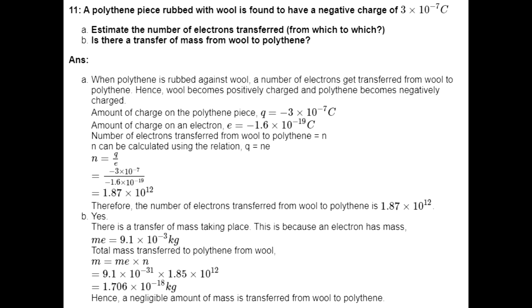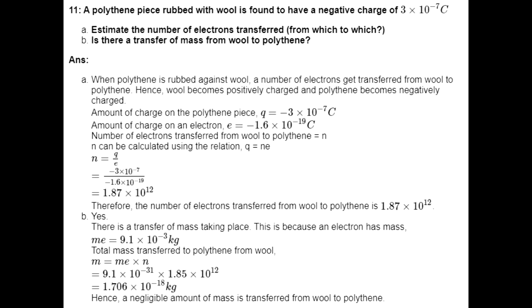A polythene piece rubbed with wool is found to have a negative charge of 3 × 10⁻⁷ coulomb. Question 11. Estimate the number of electrons transferred, from which to which, and is there a transfer of mass from wool to polythene? Here, when the polythene is rubbed against wool, a number of electrons get transferred from wool to polythene. Hence, wool becomes positively charged and polythene becomes negatively charged.